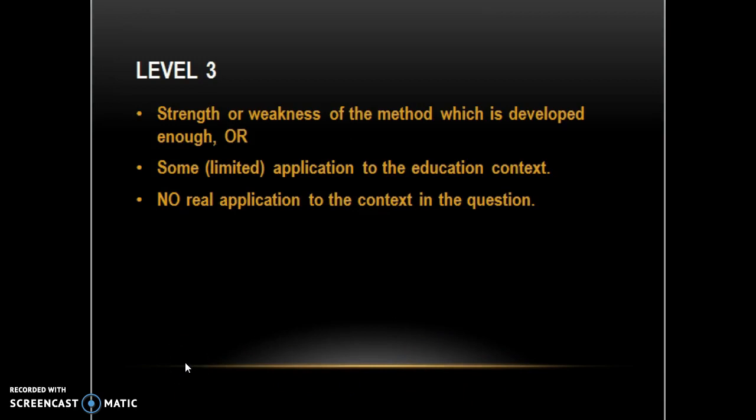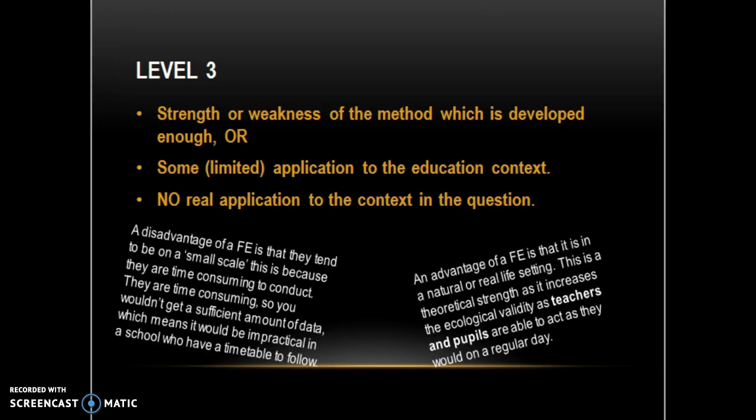Level 3 is a strength or weakness of the method which is developed enough. It might have some limited application to the education context, or there might be no application to the context of labelling in this case. So as you can see, there is more of a chunky explanation. Students at this level are able to explain the strength or weakness, and it is developed actually quite well. As you can see from the 2 examples, there is limited application. There is some, but it's a limited application to education. Okay, so have a little bit of a look at that one.